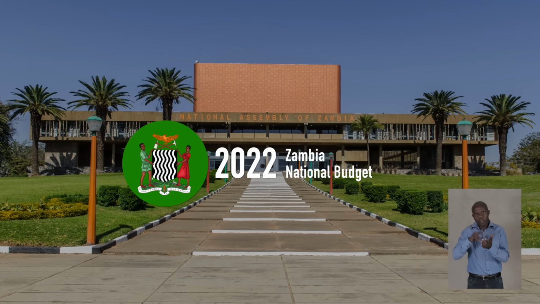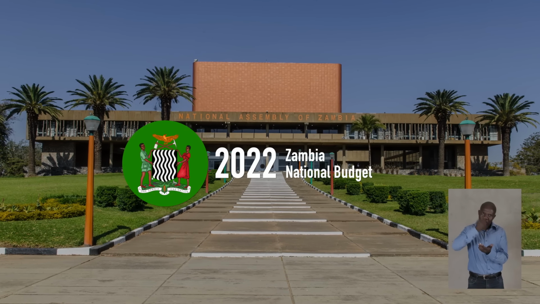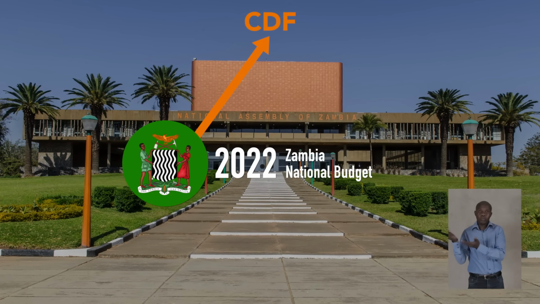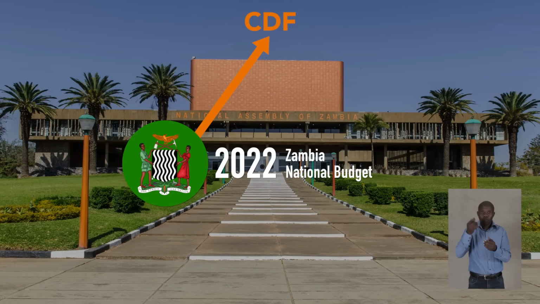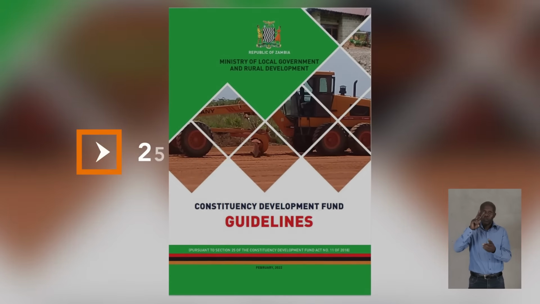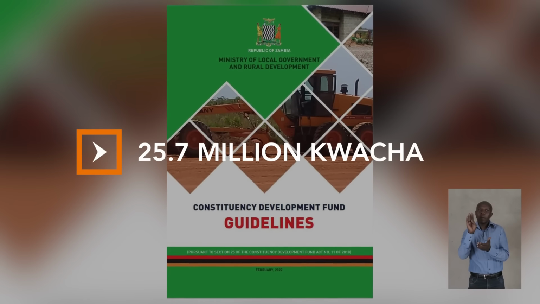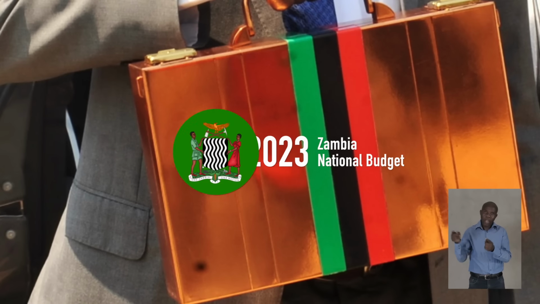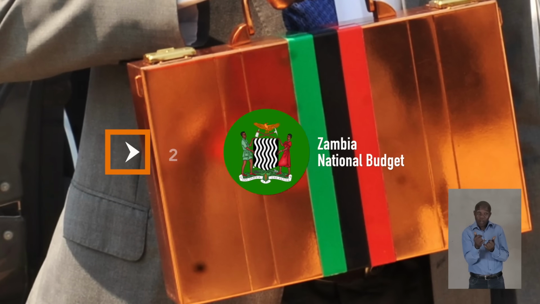In the 2022 Zambia National Budget, CDF saw an unprecedented increase in the size of funding and scope of its mandate. CDF has been increased to 25.7 million kwacha per constituency, and in the 2023 budget, it now sits at 28 million kwacha. The effect of that is people or citizens are now able to aim higher in terms of what they can utilize the Constituency Development Fund for.